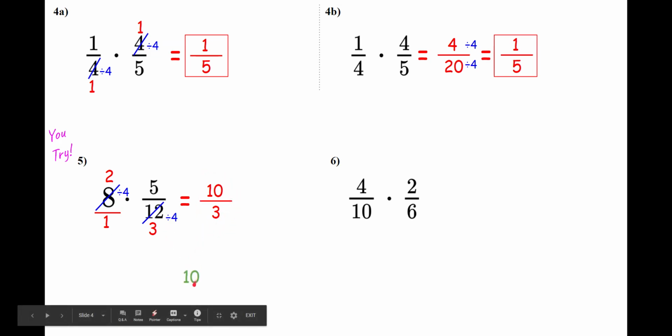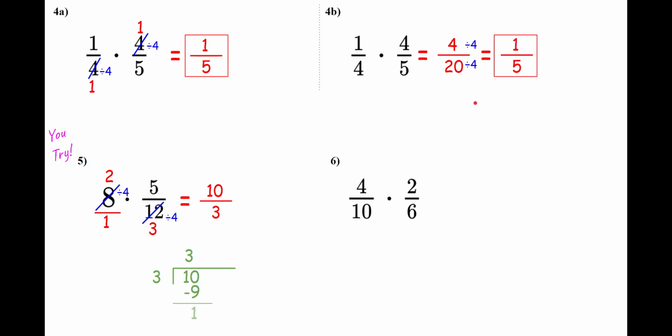We have to divide. So 10 divided by 3. 3 goes into 10 3 times. And 3 times 3 is 9. When we subtract 9, we end up with 1. And so we turn that into a fraction. 3 and 1 over 3. 3 and 1/3. So that is our answer. 10 over 3 is the same as 3 and 1/3. Go ahead and box that answer. It's reduced. It's ready to go.